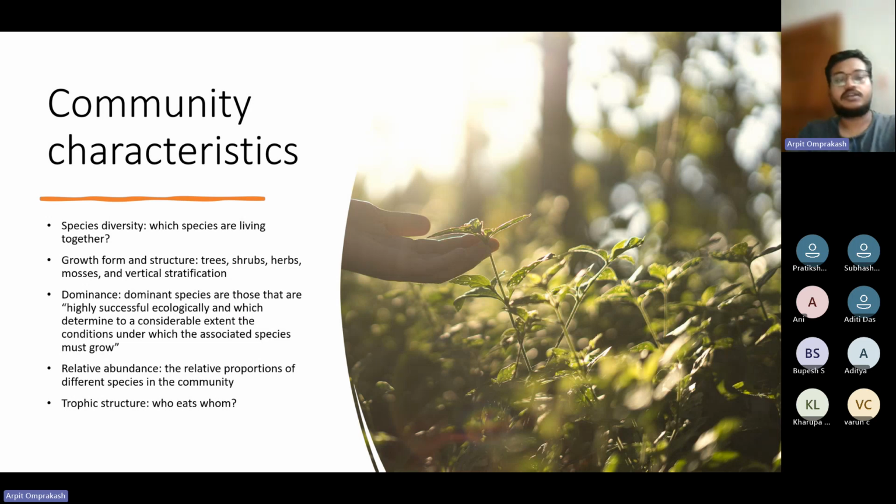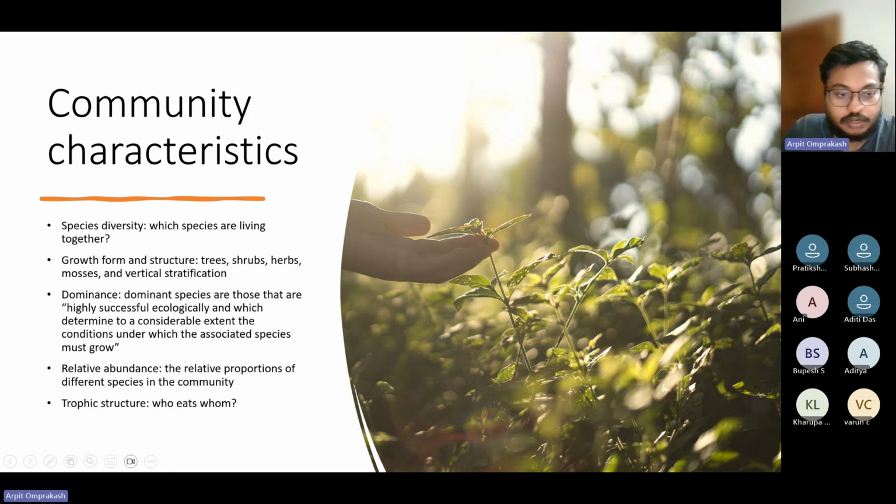So the first thing is species diversity. Basically, which species are living together in the community is something that can vary from one community to another. Okay. The second thing is the growth form and structure. So basically, things like trees, shrubs, herbs, and the vertical stratification are something that can vary between different communities.